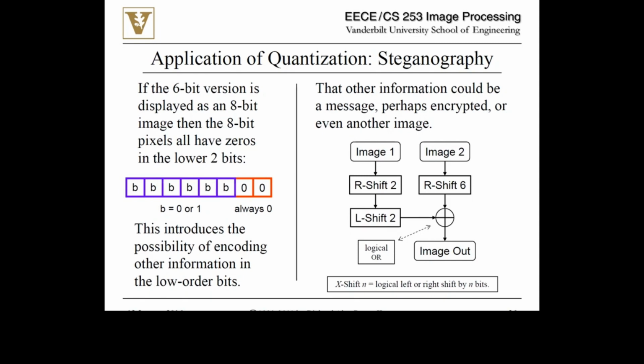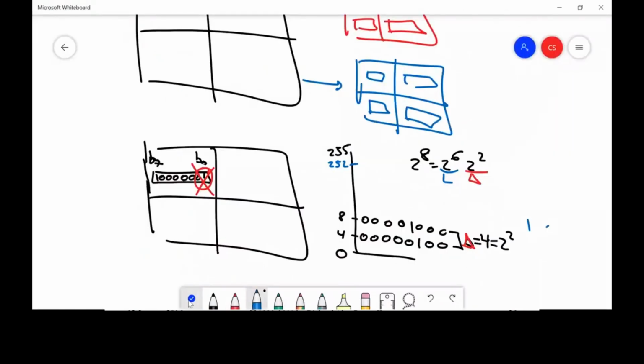Okay, so what if I do right shift by 6? I take another image, I do a right shift by 6. So with a right shift by 6, how many bits am I keeping from the original? 2. Okay, so let's make this a little bit slower.